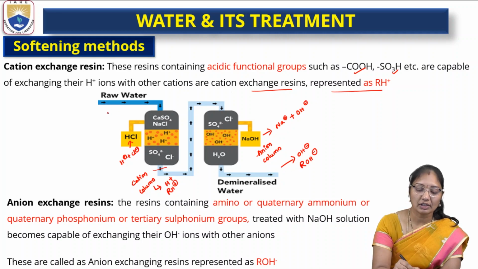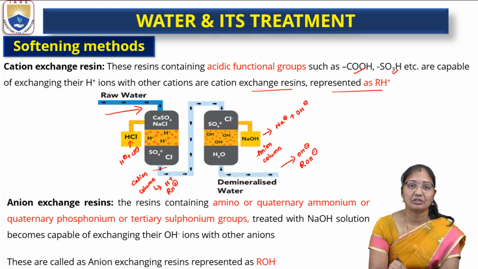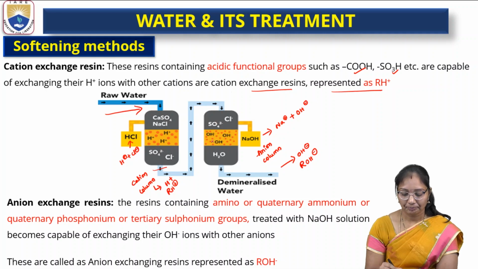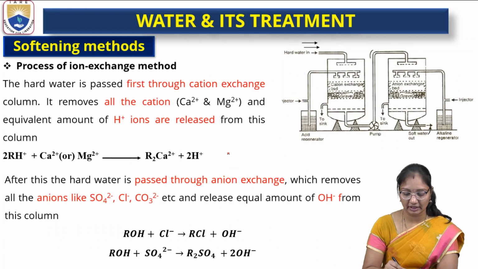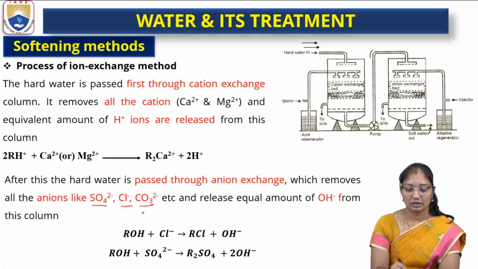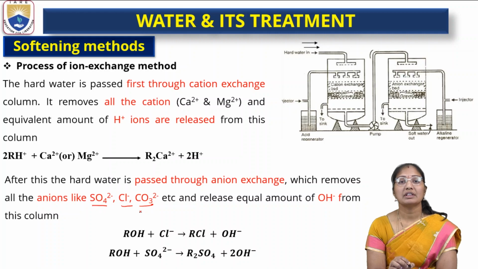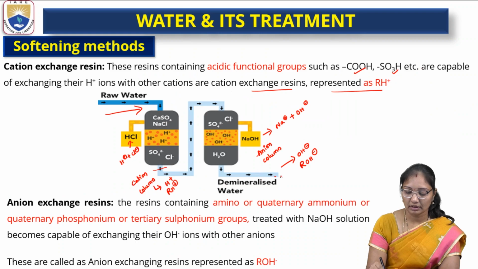So the raw water which we are supplying enters into the column like this. Then after filtering all the cations, what happens? These H plus ions are displaced and replaced with calcium and magnesium ions. So the calcium and magnesium salts are removed from this column. Then it enters into the anion column, where these OH minus ions react and are displaced by anions, SO4 2 minus, Cl minus, and CO3 2 minus carbonates. So these are displaced with OH minus ions, and then the water will be coming from this outlet.